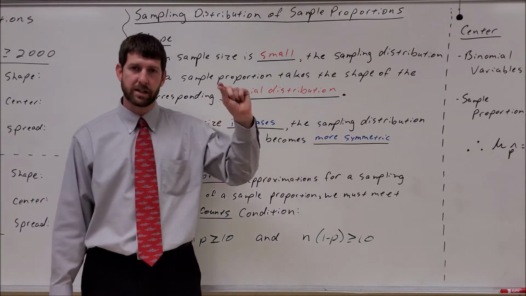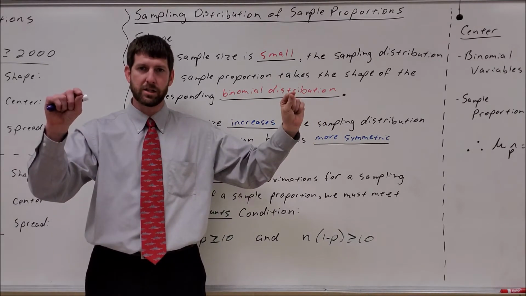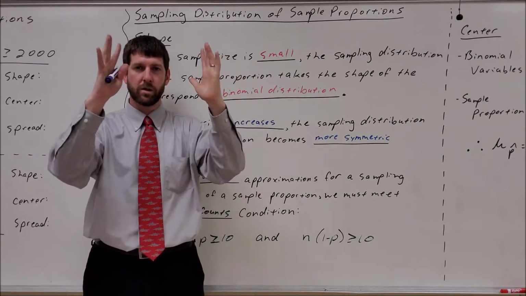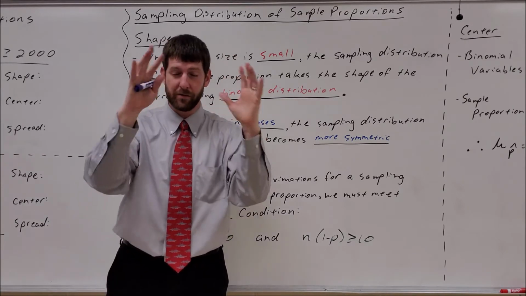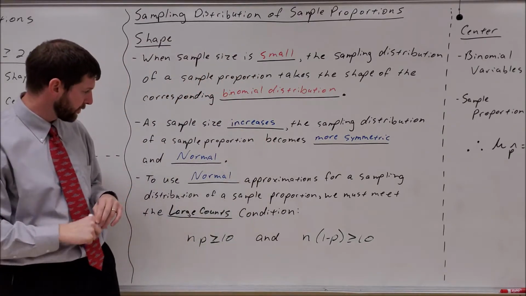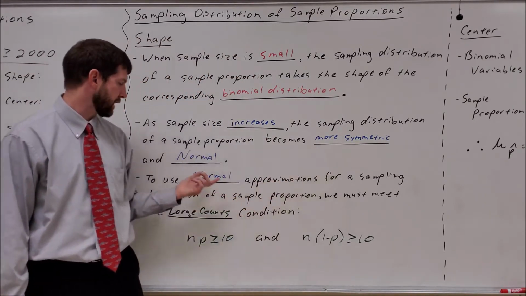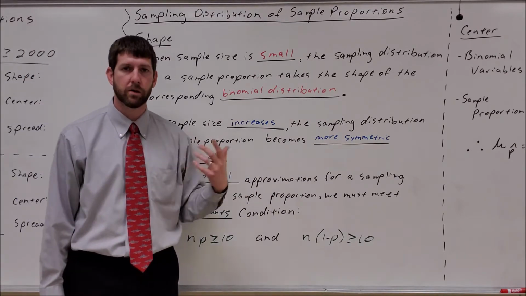So we stop seeing those little bitty tails out toward the edges, and we get concentrating on what's going on around this typical value, this expected value. So it becomes more symmetric, and that graph takes on a more normal shape.